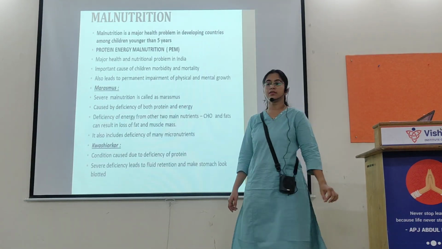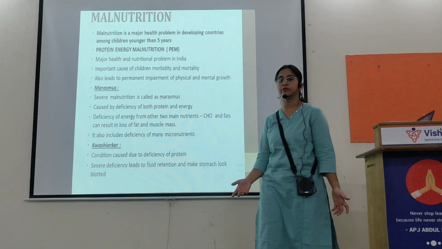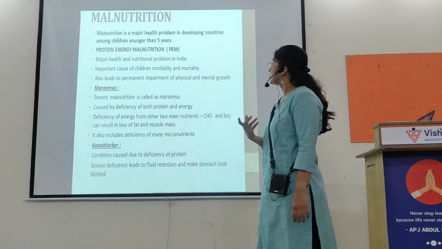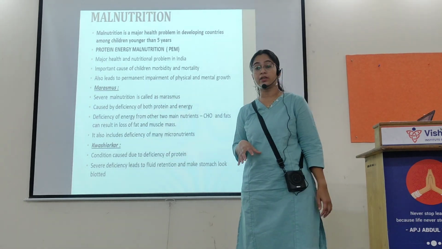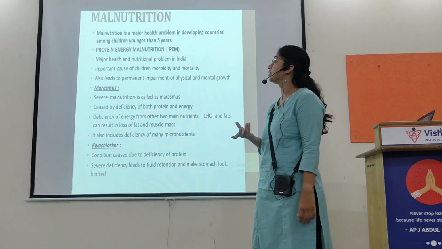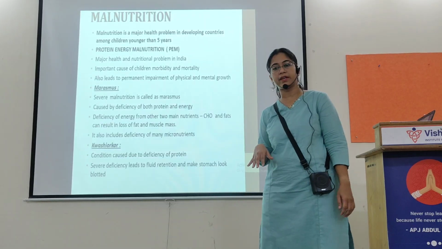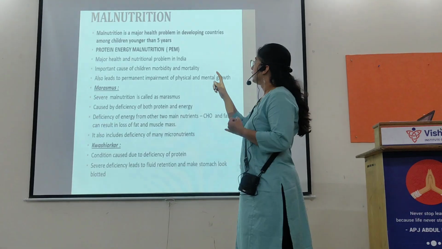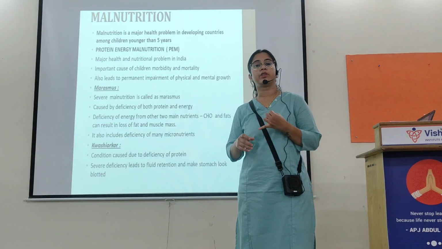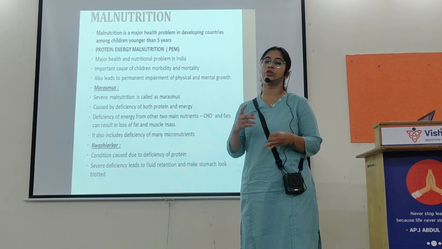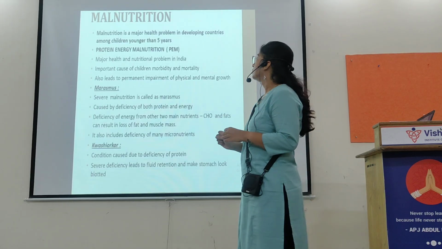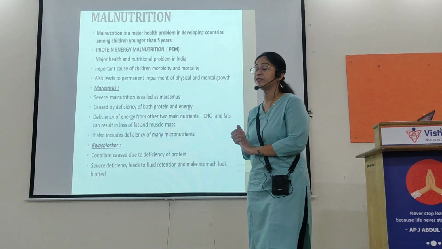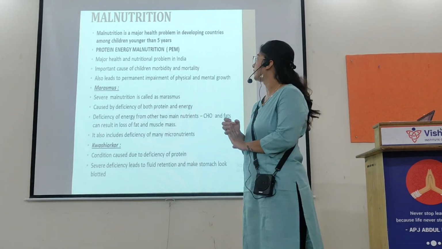The first commonest thing that happens in India is malnutrition. It is a major health problem in developing countries among children younger than 5 years. First is protein energy malnutrition. On protein energy malnutrition, you may get a short note or a long question. It is a major health and nutritional problem in India and an important cause of child morbidity and mortality.